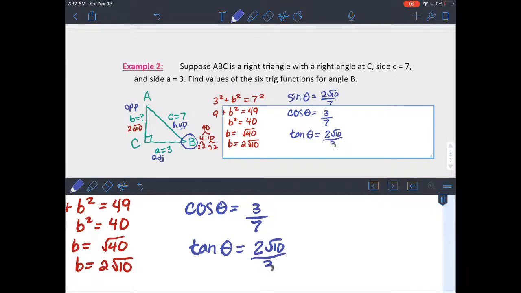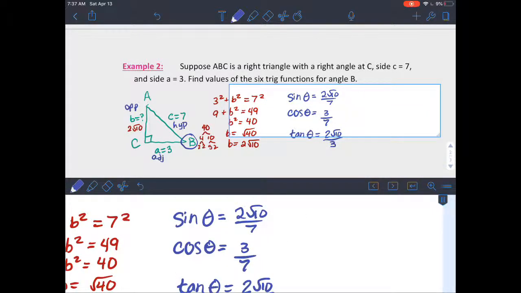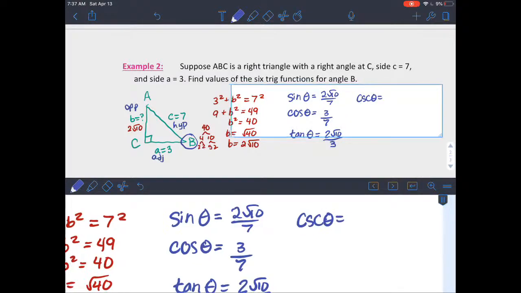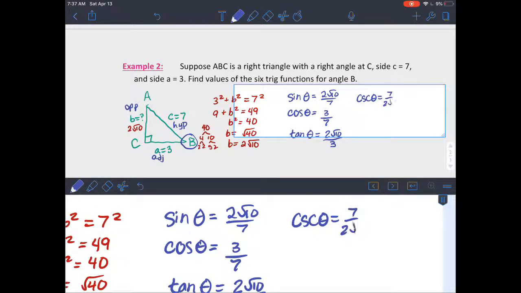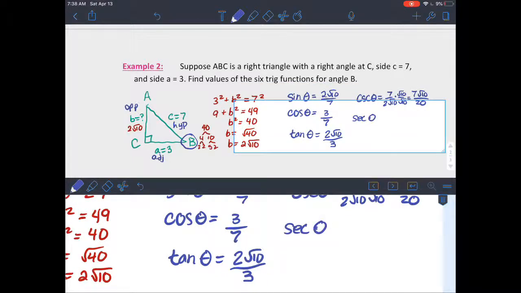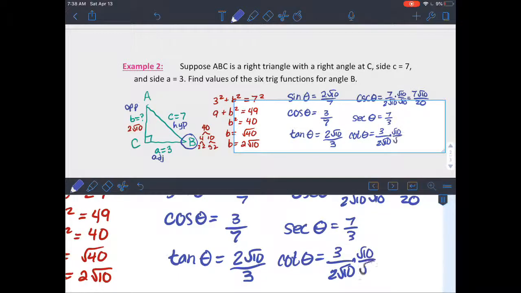So plug in your appropriate side lengths, divide them. It's a little bit messy with the rationalizing on this one. If you take the reciprocal of sine, you're going to have to multiply by square root of 10 over square root of 10. You don't really need the 2. You could if you wanted to, but it's easier just to do the square root of 10. Secant's easy. And then cotangent, a little more rationalizing. Multiply by your square root of 10 again, and you get 3 square root of 10 over 20.